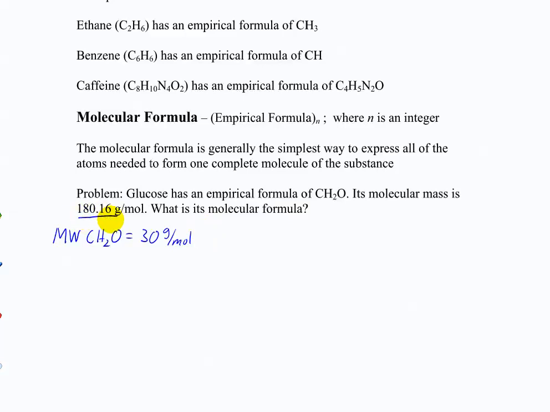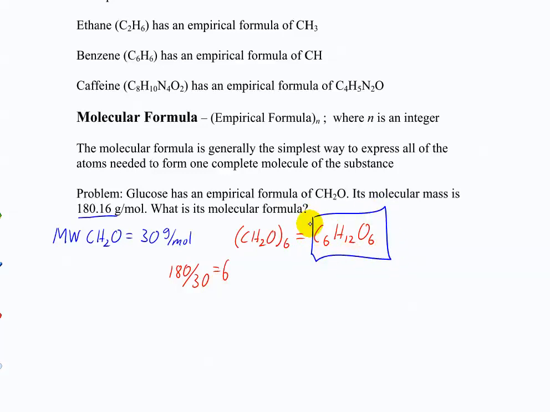It's about 6, right? That means that the overall molecular formula must be CH2O, and there's 6 of them. Or another way of describing that would be C6H12O6. So what we did was we took the 180 and we divided it by 30, and got 6, or about 6. That told us that the molecular formula must be 6 times the empirical formula. We multiply everything by 6 and we get this as the molecular formula. And that is indeed how many of each atom are in one molecule of glucose.